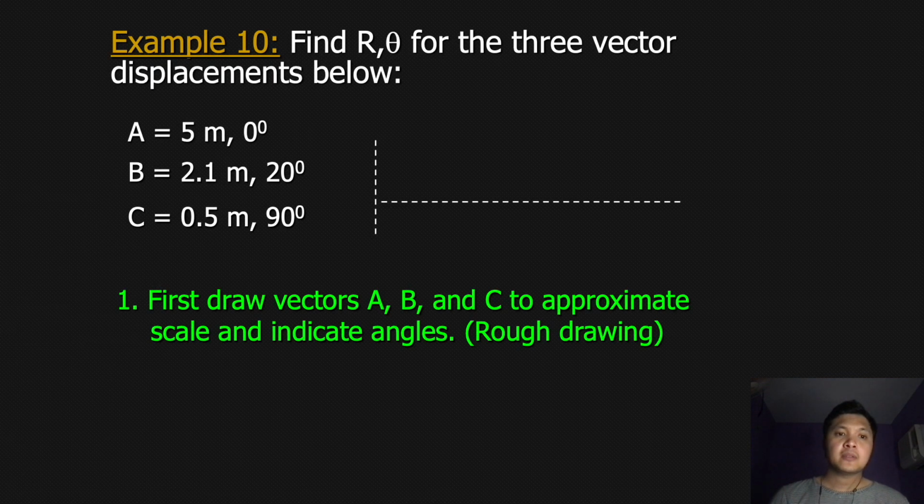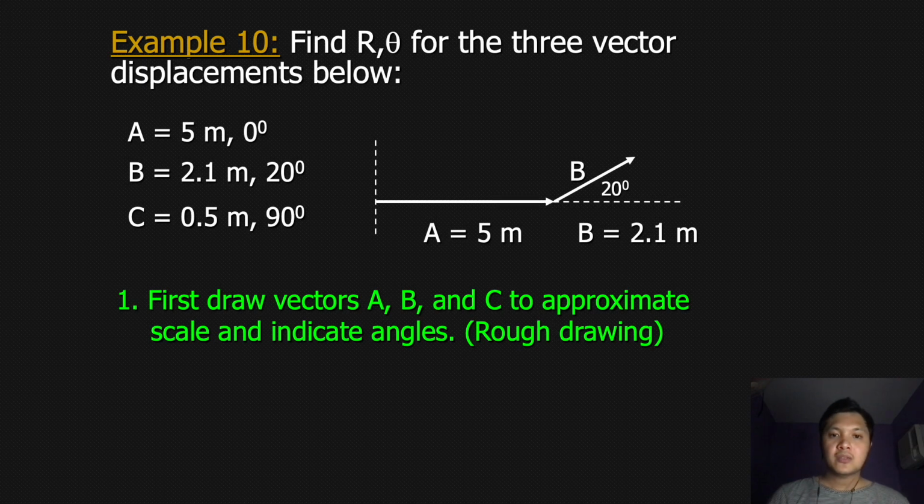Another example, find the r theta for the 3 vector displacement below. For A, that is 5 meters at 0 degrees. For B, it's 2.1 meters at 20 degrees, and C is 0.5 meters at 90 degrees. So we can draw A like this. Since it's 0 degrees, it's going along the positive x-axis.